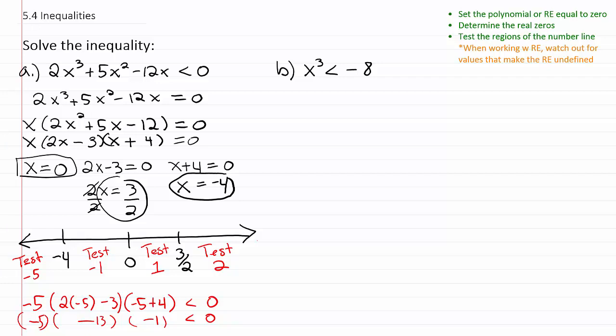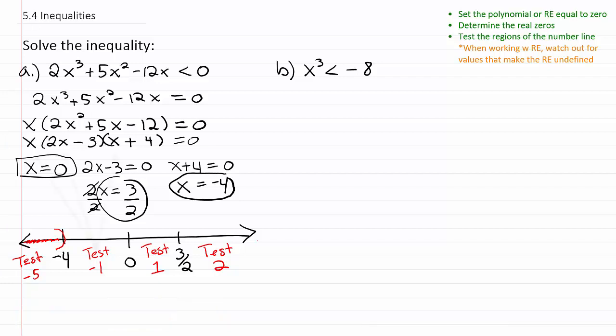So we're going to say that this area is part of the solution. So I'm going to shade this area, and then I'm going to use a rounded parenthesis here, because I want to show that we don't want to include negative 4, because negative 4 actually makes the inequality equal to 0, not less than 0. Okay, let's test negative 1 now.